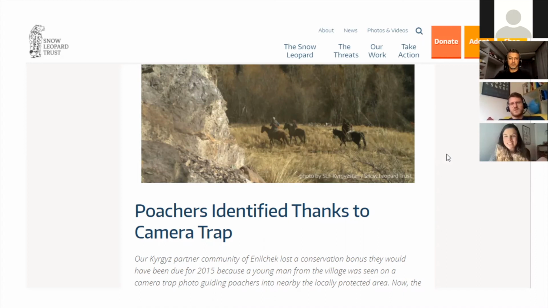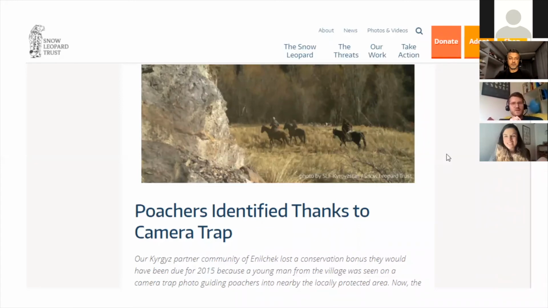This one is a story I wrote and published in 2017. It could have been another example like Justine's. A similar thing happened in Kyrgyzstan in one of our partner communities, where a camera trap captured images of a party of suspected poachers riding into the protected area. This was outside of the protected area borders, but it's in a valley that leads nowhere else.